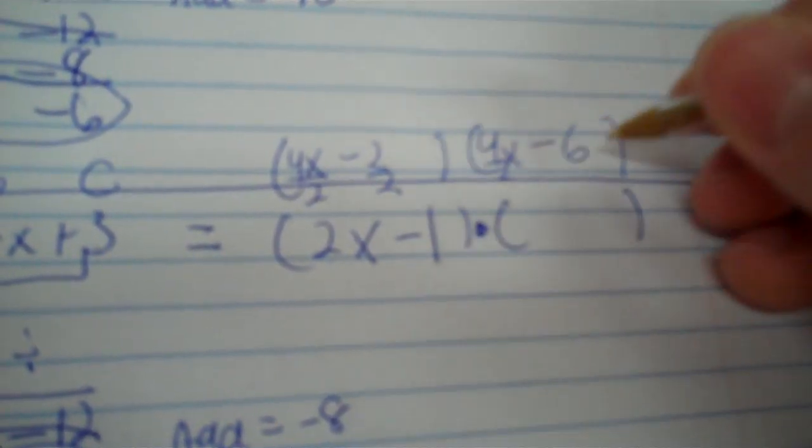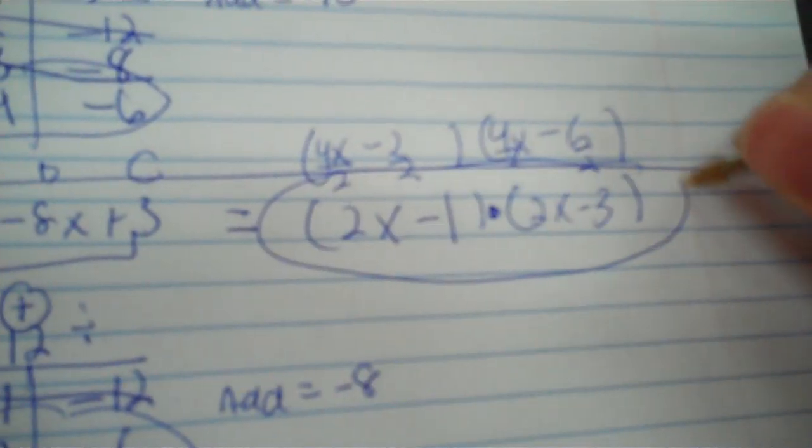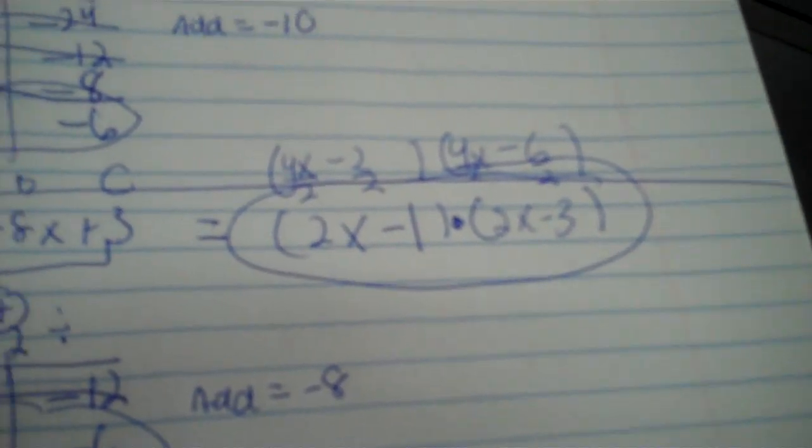That would be 2x minus 1, okay? Then 4 and 6. Here's 4, here's 6, so that would also be 2. We divide these by 2 as well. And that would be 2x minus 3. So this is the answer, 2x minus 1 times 2x minus 3.